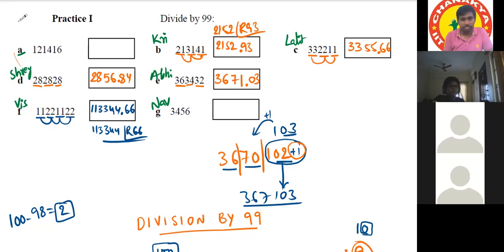Yes, sir. So 34. Okay, and then 34 plus 56 is 90. And then the answer is 34.90 or 34 remainder 90. Yeah. Or we can say 34.9 also. Yes, sir, because after the decimal, 0 has no value.